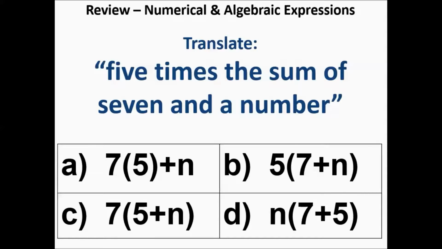Five times the sum of 7 and a number. 5 times the sum of, 5 up against parentheses, and then 7 and a number. It's going to be B.